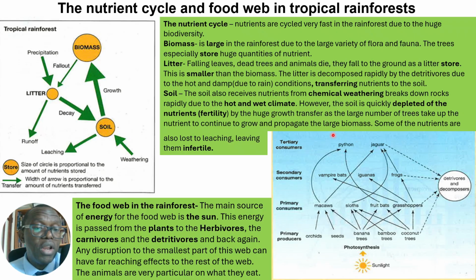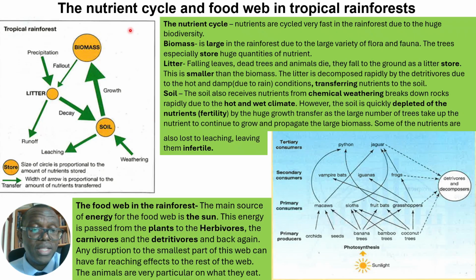Now, some of the nutrients in the soil are going to be lost through leaching. And leaching is when you have huge amounts of rainfall in the rainforest, and because of that excess water falling onto the rainforest floor, some of the nutrients in the soil are washed away by that rainwater. That is the process of leaching, and that can lead to the soils becoming infertile.